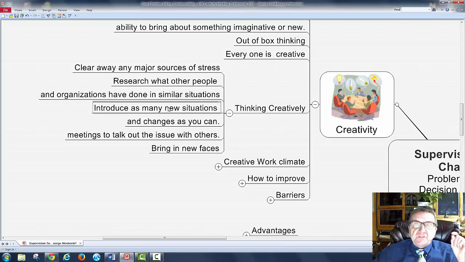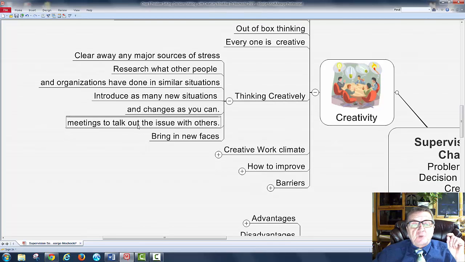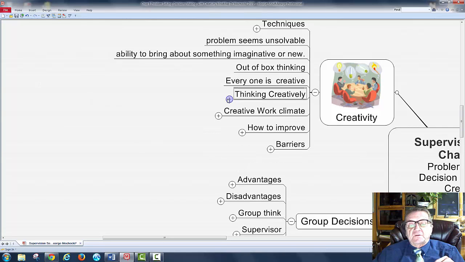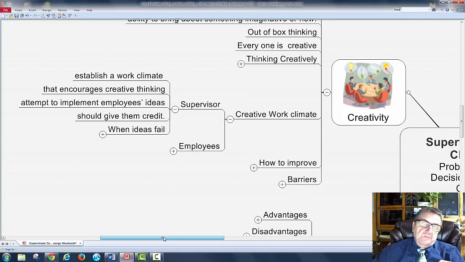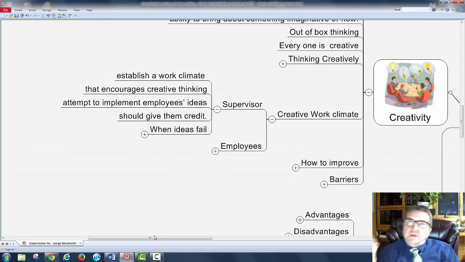Introduce as many new situations and changes as you can, and hold meetings to talk out the issues with others, bringing in new faces, new individuals. How to create a creative work environment: here's what you have to do as a supervisor. You have to establish the work climate and support creativity.